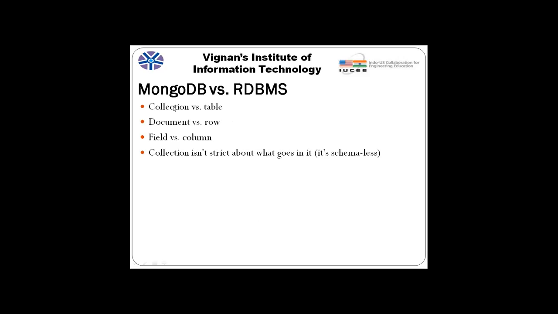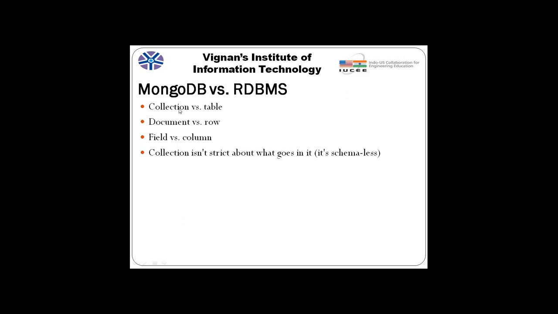The most important thing is the MongoDB terminologies compared with the RDBMS. Collection versus table, document versus row, field versus column. That's it, not more than that. Whatever we call a table, we call a collection. Whatever we call a row, we call a document. Whatever we call a column, we call a field.